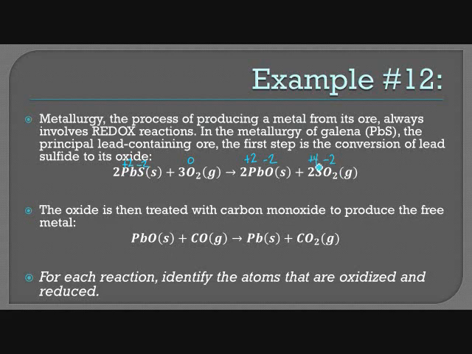Okay, so to figure this out, we need to see the changes. So lead starts as a +2, and it goes to a +2. So that's no change. That's not going to be where the reduction happens, and that's not going to be the oxidation either. Okay? If it stays the same, it's neither of the two. Now the sulfur starts at a -2 on the reactant side, and it turns into a +4. So that is a change. So that's going to be one of our redox parts.